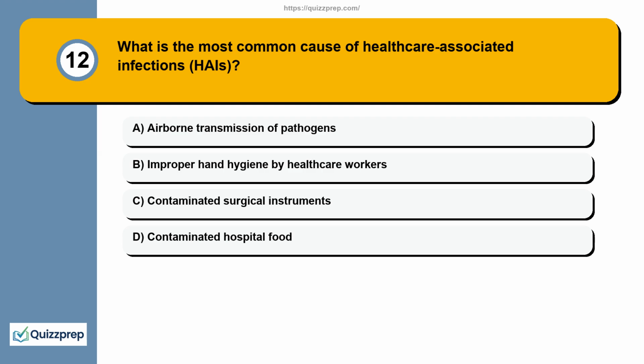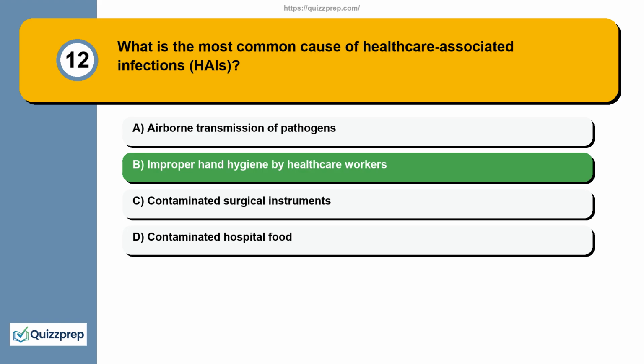Question 12. What is the most common cause of healthcare-associated infections, HAIs? Here are your options. Option A. Airborne transmission of pathogens. Option B. Improper hand hygiene by healthcare workers. Option C. Contaminated surgical instruments. Option D. Contaminated hospital food.